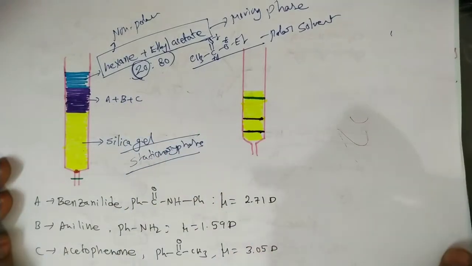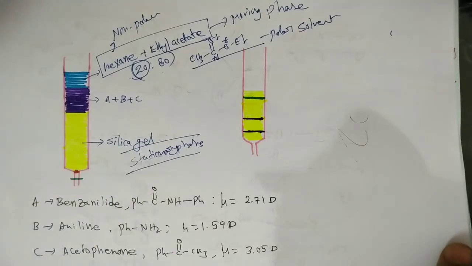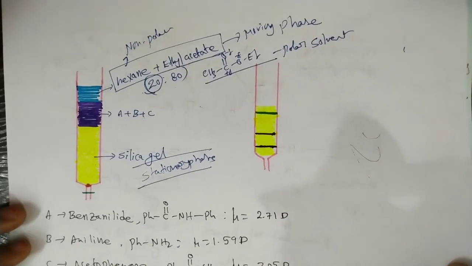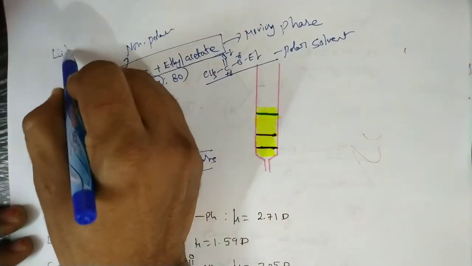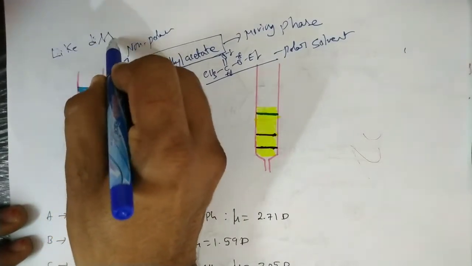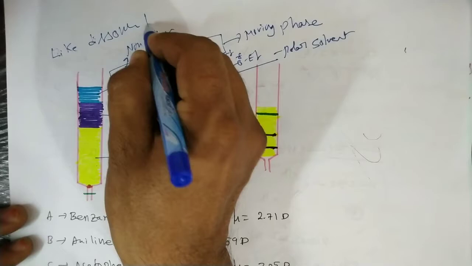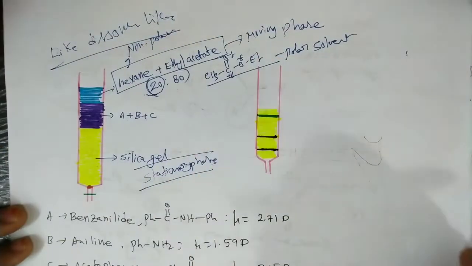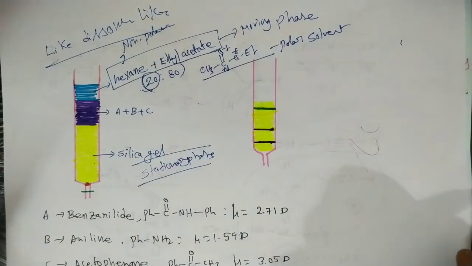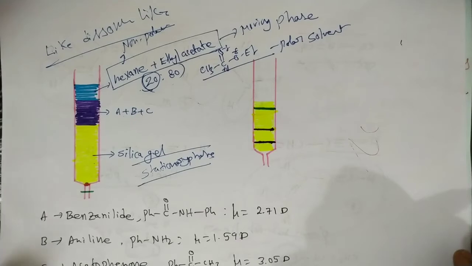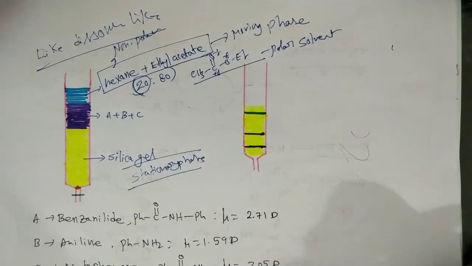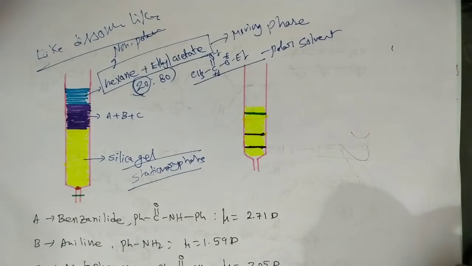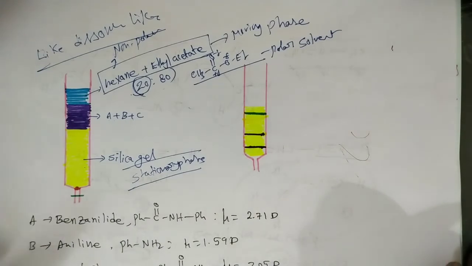So this chromatography separation using solvent depends on one principle, the like dissolves like principle. That means polar compounds are more soluble in polar solvents and non-polar compounds are soluble in non-polar solvents. So the higher the polarity of a compound, the more that compound is soluble in polar solvent.